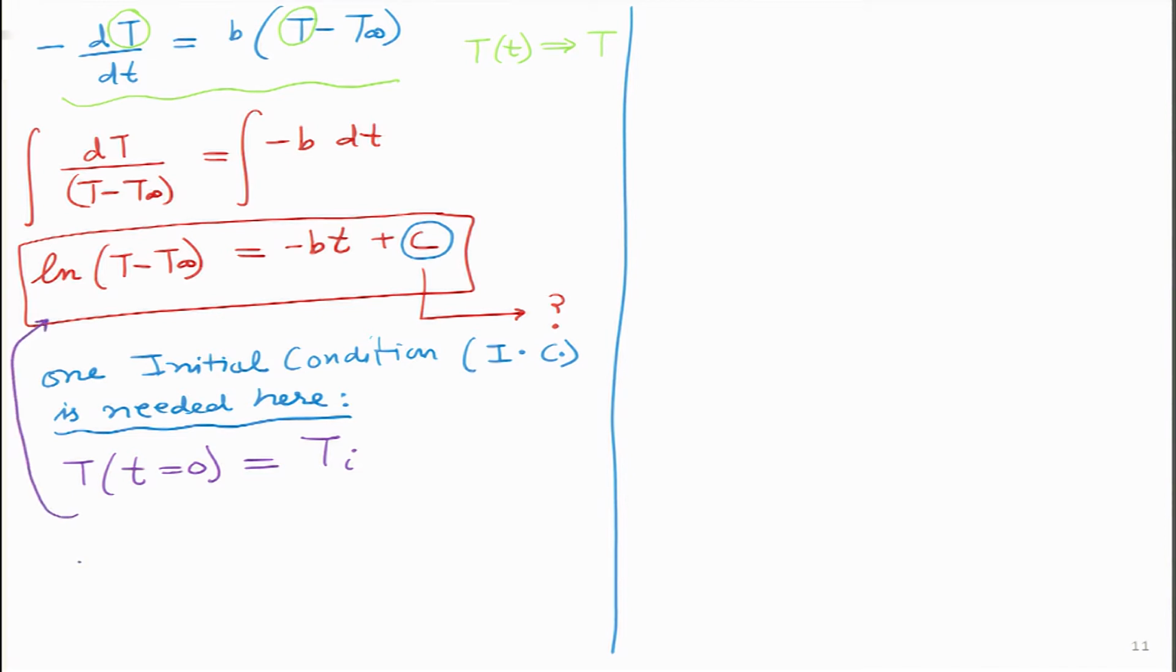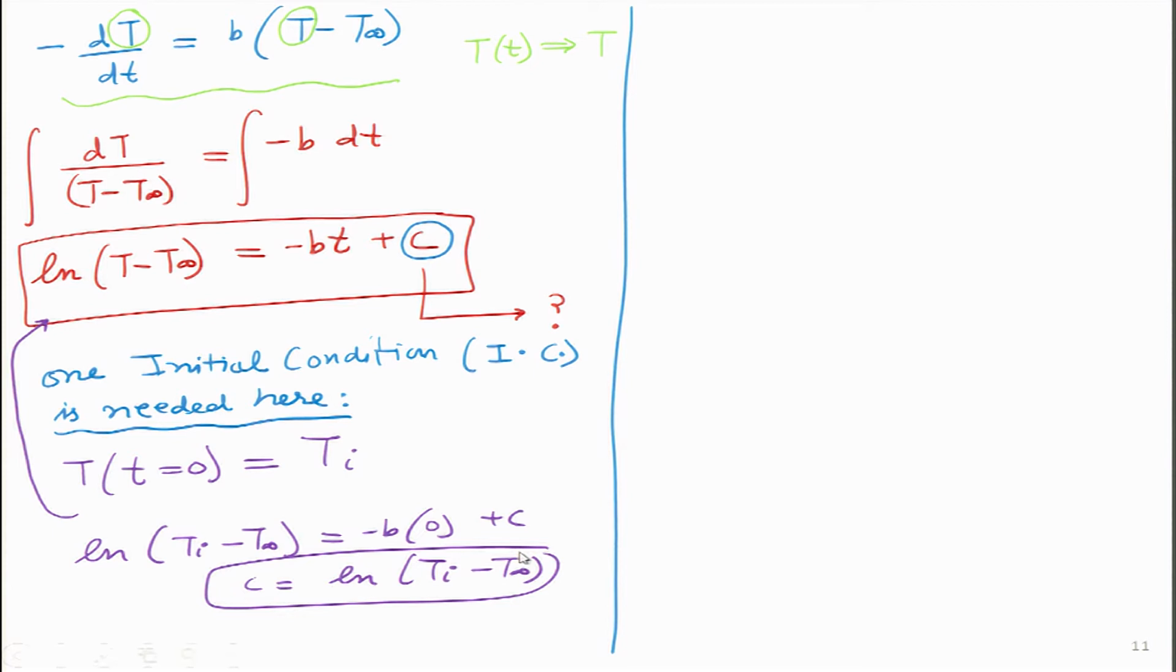If I do that, then it becomes ln(Ti minus T infinity) is minus B times 0 plus C. So we see beautifully that C automatically comes out to be ln(Ti minus T infinity). Now we have figured out the value of this constant. Let us plug it in, and finally we will be able to get our final answer. So what will I get? I'll get ln(T minus T infinity) equals minus Bt plus C, and this C is ln(Ti minus T infinity).